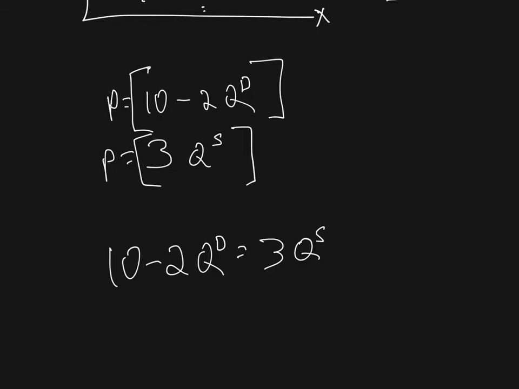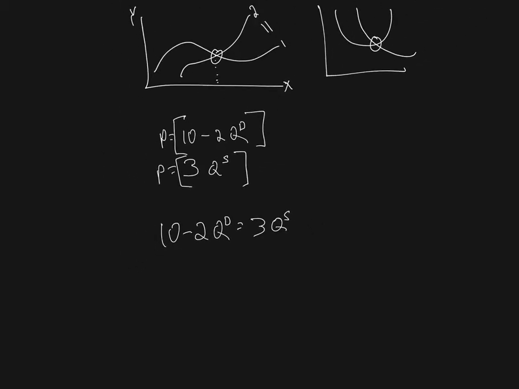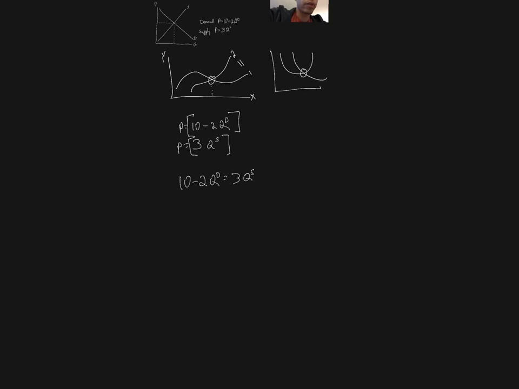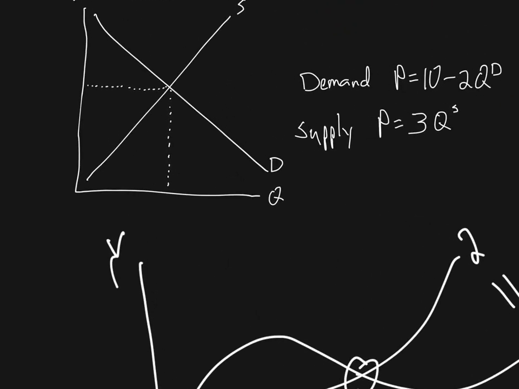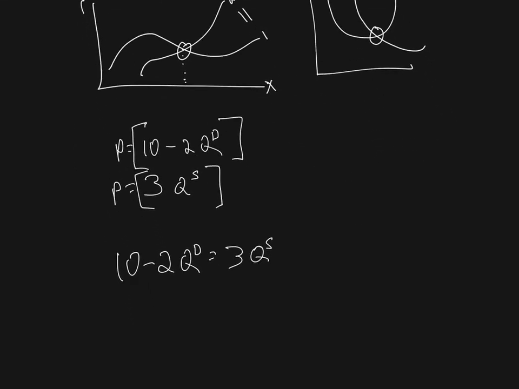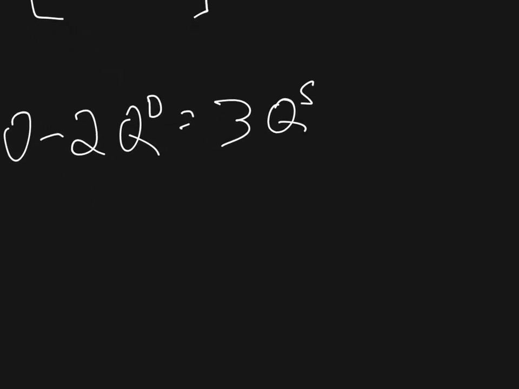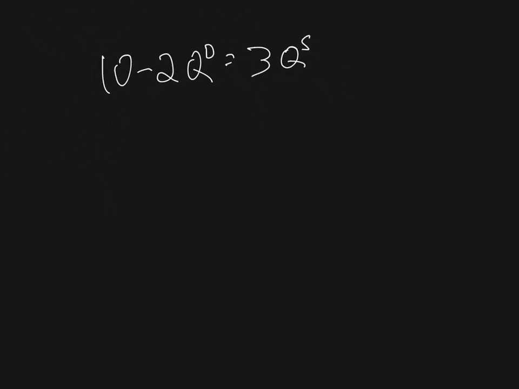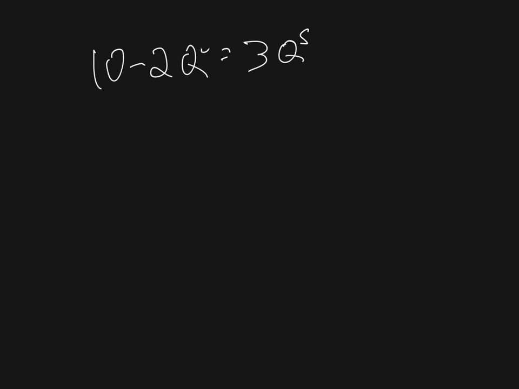Because we're trying to find the point at equilibrium, and at equilibrium the quantity demanded is going to be equal to the quantity supplied, we can set quantity demanded equal to quantity supplied. So then in that situation, we can erase the demand and the supply, and we just have 10 minus 2Q is equal to 3Q. Now we just have to solve for the common Q. Solving for the common Q is relatively easy. Some people just need a little bit of practice.